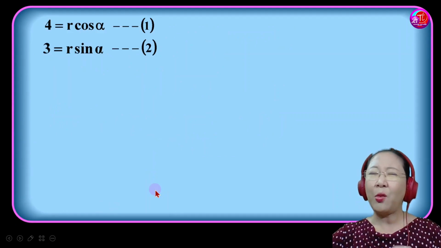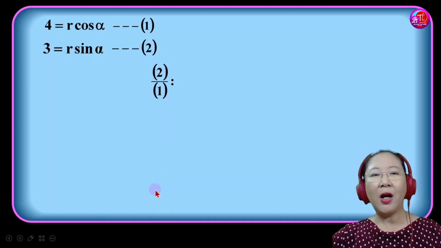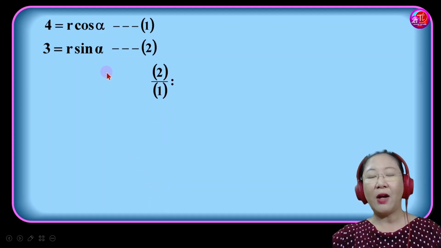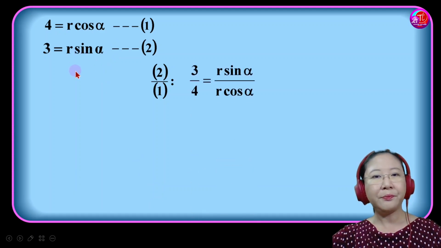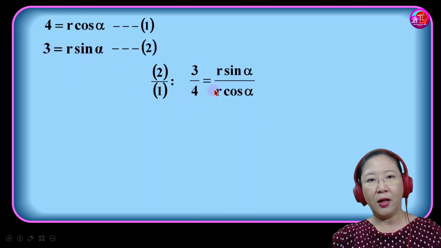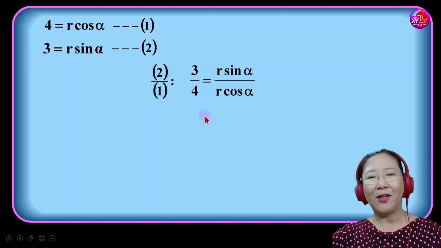Once we got that already, the next thing we are going to do is find our alpha. So how are we going to do that? For the alpha, we are going to use 2 divided by 1. So 2 divided by 1 is equation 2, which is 3 equals r sine alpha. I just copy equation 2 on top and equation 1 at the bottom. I'm not going to read that, to save time.